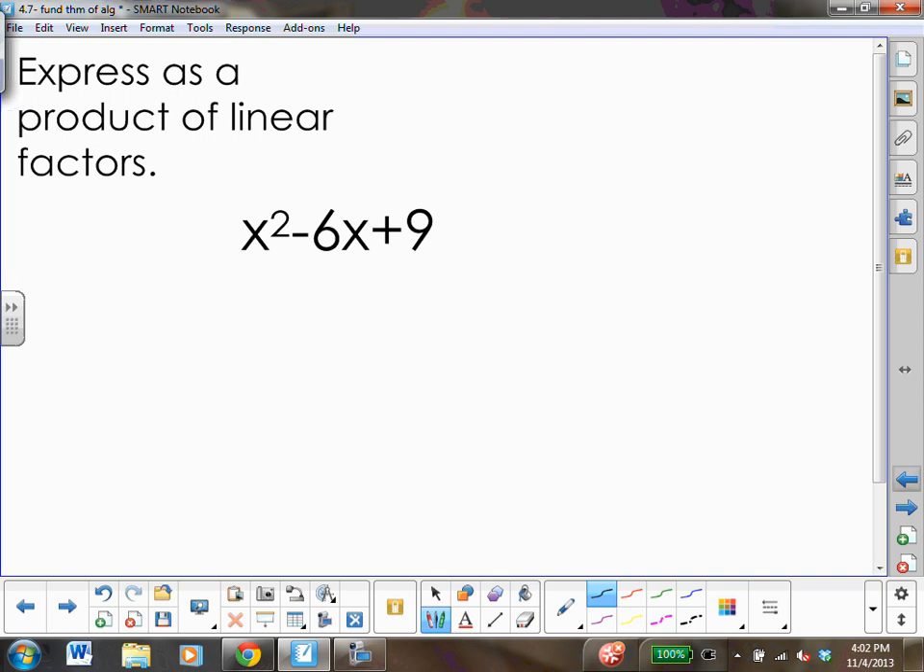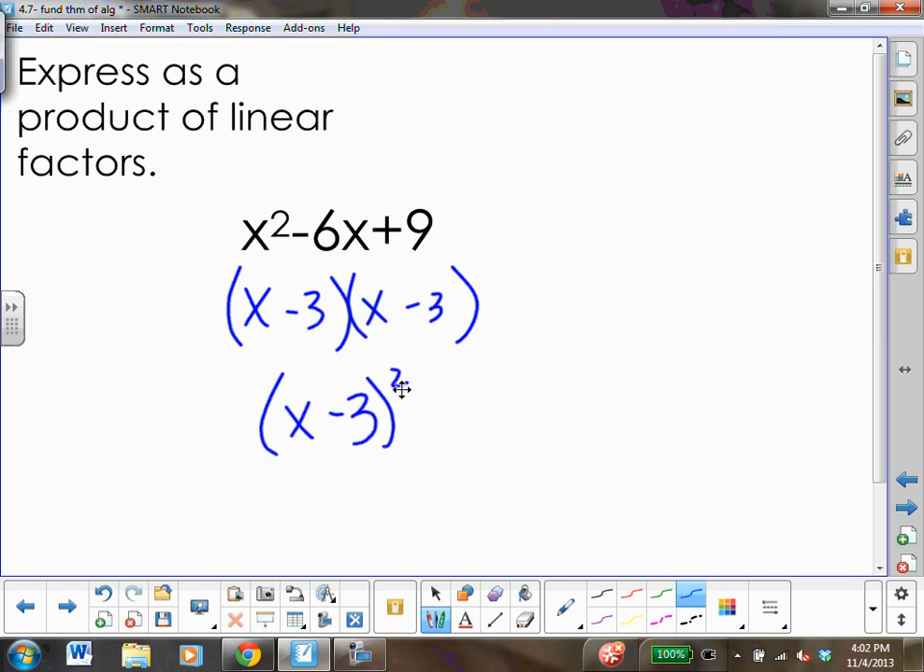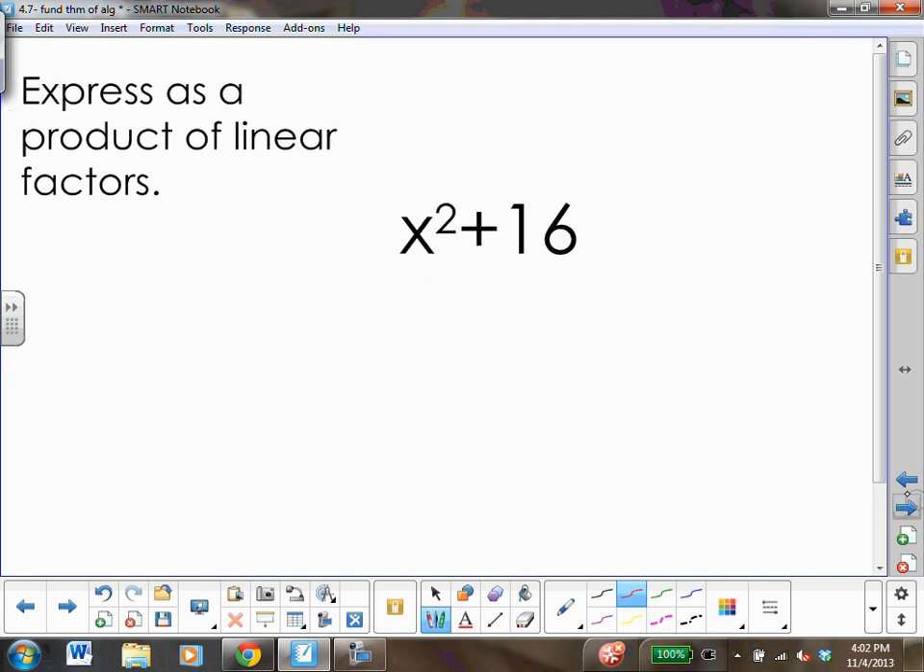Express as a product of linear factors. So I just want to try to factor this if I can. Factors of 9 that add up to give me -6 would be x minus 3 and x minus 3, which we can express as the product of linear factors, x minus 3 squared. Notice, x minus 3 is a linear factor because it's x to the first power.